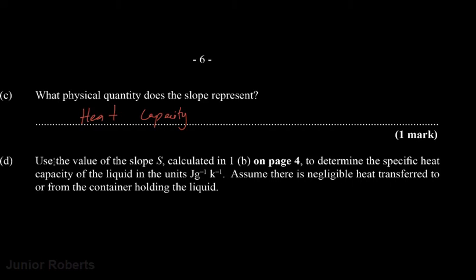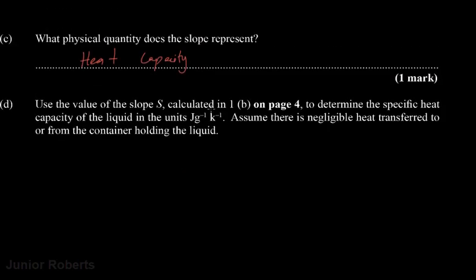Then now it says use the value of the slope in 1b to determine the specific heat capacity of a liquid in units joule per gram per Kelvin. Assume there is negligible heat transfer to or from the container holding the liquid. So therefore to answer this question, we're going to consider the expression where we say that C is equal to M times C.